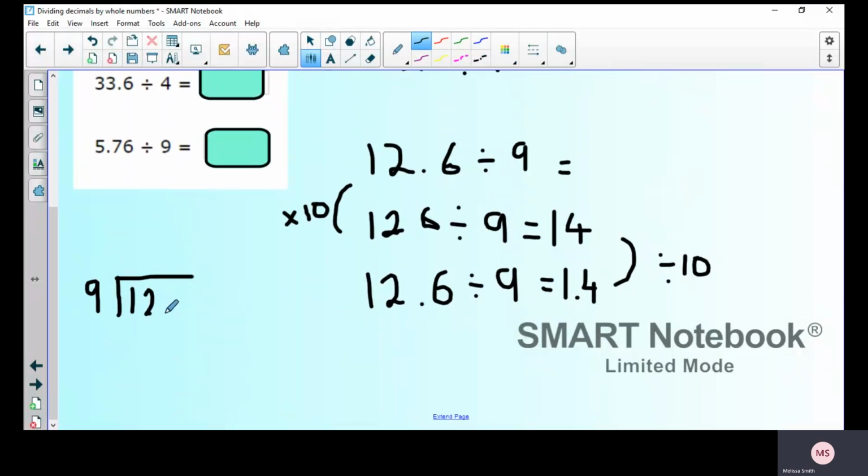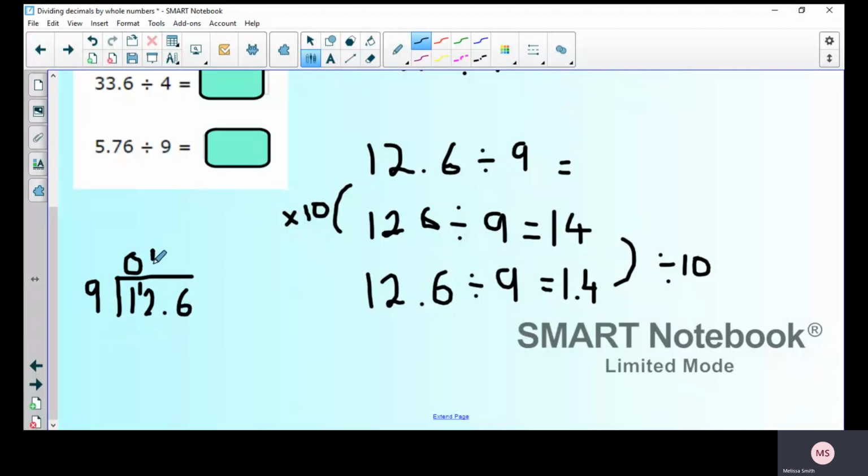12.6, remember that decimal point. And then I will do my normal division. How many times does 9 go into 1? Well, it doesn't. So I'll put 0 there. I carry the 1. 12 divided by 9. How many times does 9 go into 12?